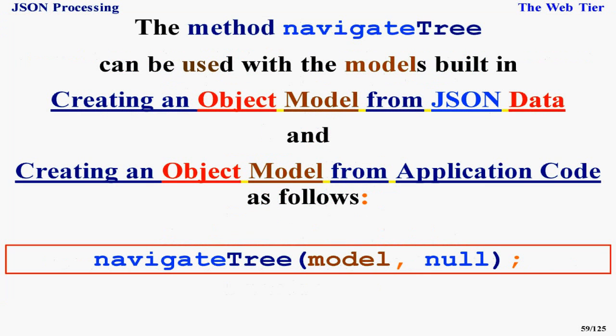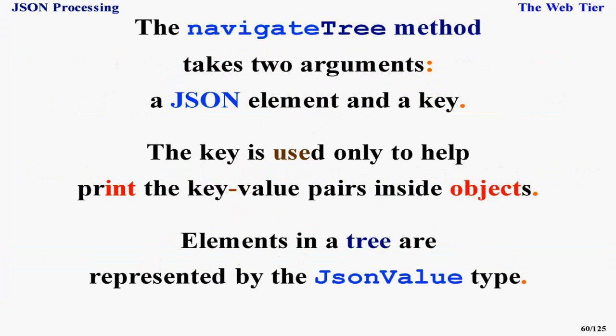JSON data and creating an object model from application code as follows: navigateTree(model, null). The navigateTree method takes two arguments: a JSON element and a key. The key is used only to help print the key-value pairs inside objects. Elements in a tree are represented by the JsonValue type.